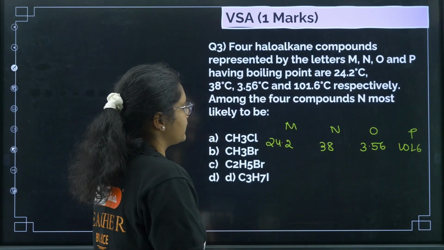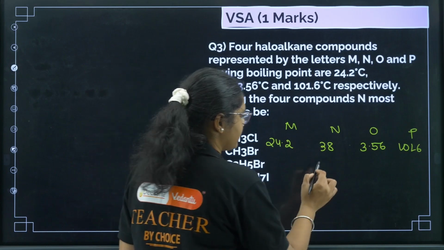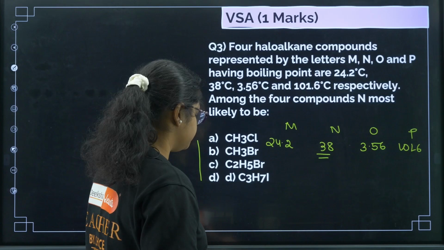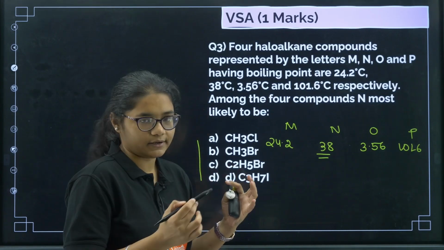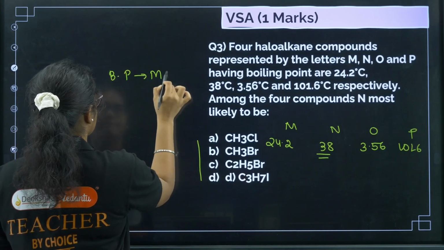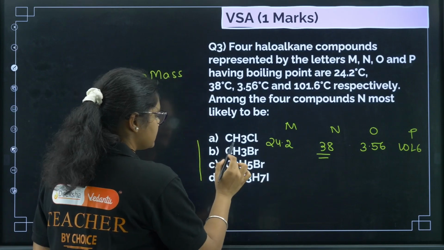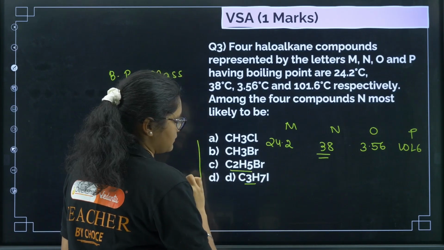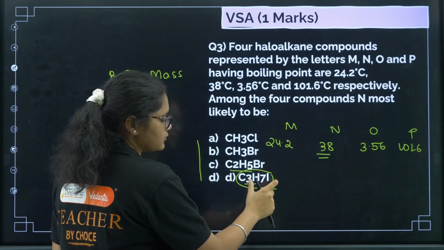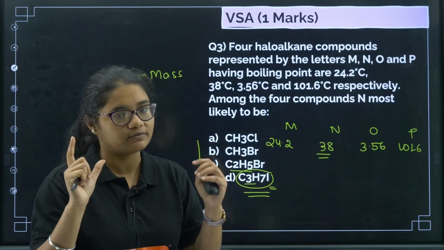Okay. So the question is: among the 4, the compound N is most likely to be which one? We need to find N. Now if you see these compounds, boiling point depends on what? Boiling point depends on mass. The more the mass, the higher the boiling point. Here there is 1 carbon, 2 carbons and 3 carbons, so definitely its mass is more. Even the halogen present is iodine, which means the mass is more. If this has the highest mass, then its boiling point will be maximum.